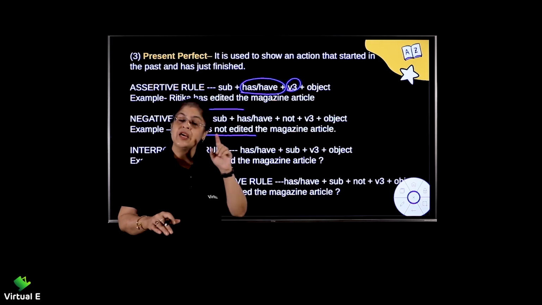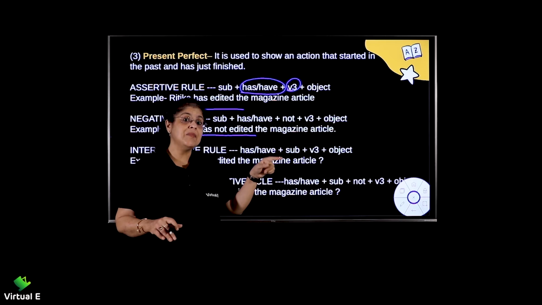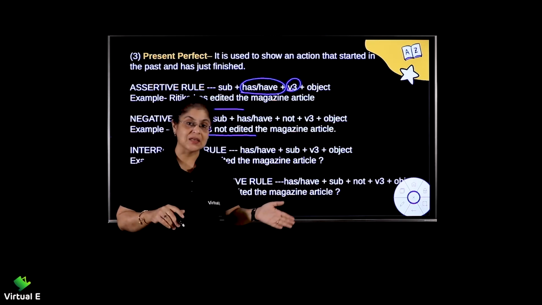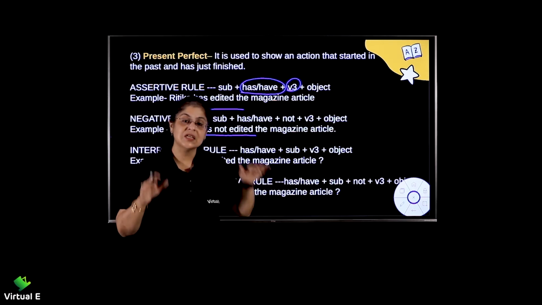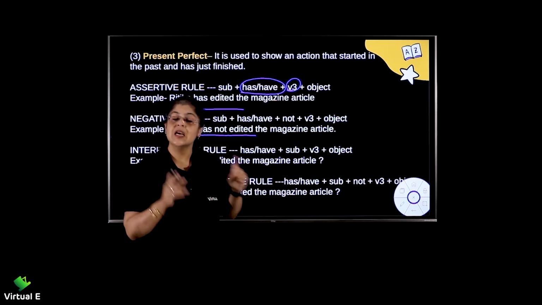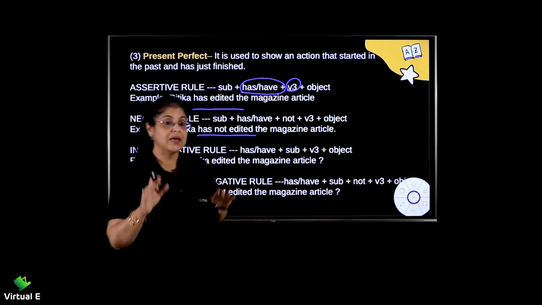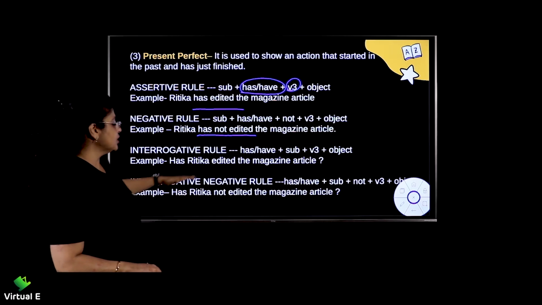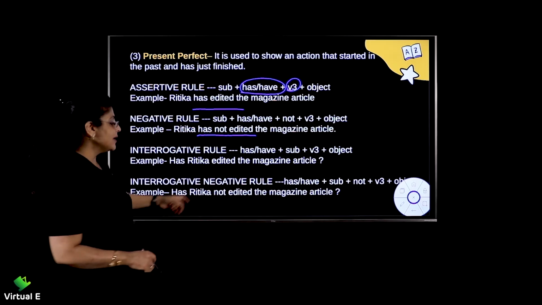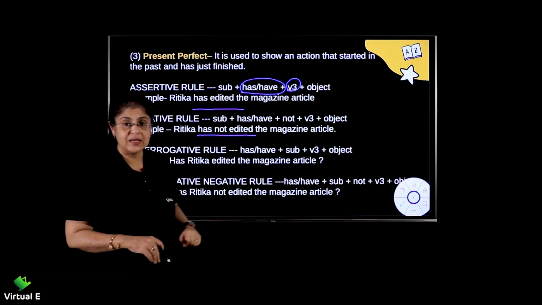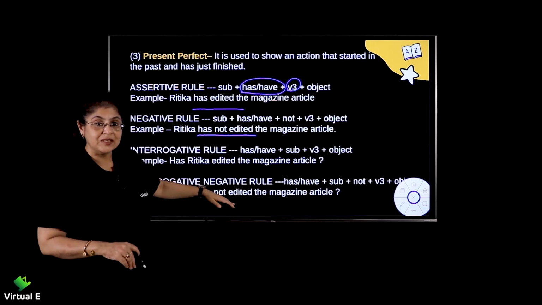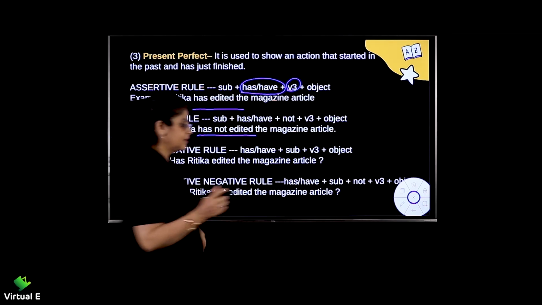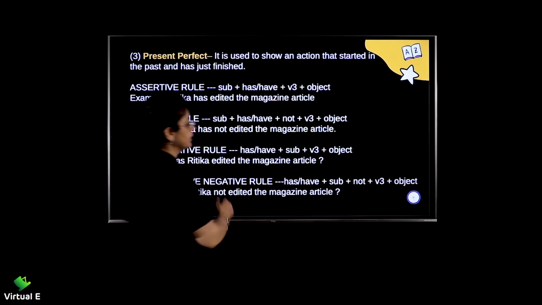That's the conclusion. If you are going to tell her, ma'am, I did my homework yesterday, when you're specifying time, yesterday, then you will use past tense. If you are not using the time element, you are going to use present perfect, because present perfect does not use time element. It has just got over. So, moving further to interrogative negative rule, again, has Ritika not edited the magazine article? Right? So, do you understand all of these? Remember, for present perfect, your keywords has, have, verb 3. That's very important. Let's move further.